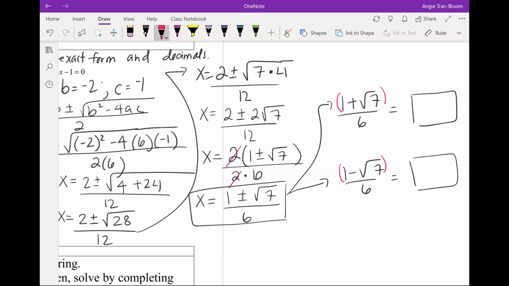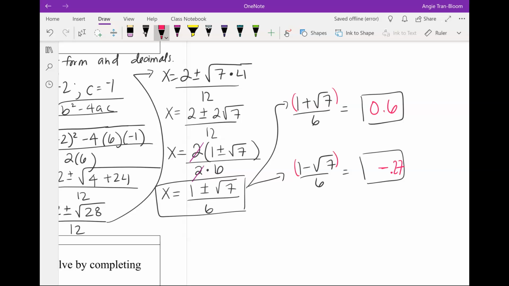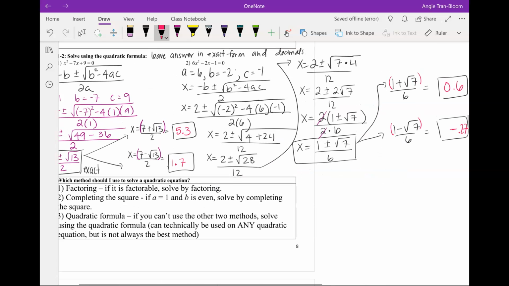Maggie, did you get the first one, hon? 1 plus root 7 divided by 6? No, I'm still trying to figure it out. Okay, figure it out. Riley, did you get the first answer in decimal? What did you get? 0.6. Someone confirm that for me? Accept, deny, okay. Second answer, Grace, what did you get for 1 minus root 7 divided by 6, hon? Negative 0.27. Someone confirm that for me? Yes, okay.